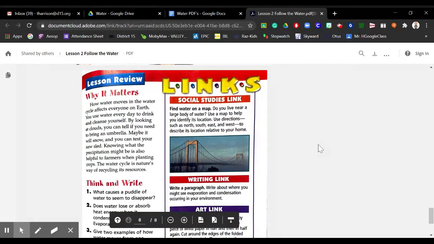Why it matters. How water moves in the water cycle affects everyone on Earth. You use water every day to drink and cleanse yourself. By looking at clouds, you can tell if you need to bring an umbrella. Maybe it will snow and you can test your new sled. Knowing what the precipitation might be is also helpful to farmers when planting crops. The water cycle is nature's way of recycling its resources.